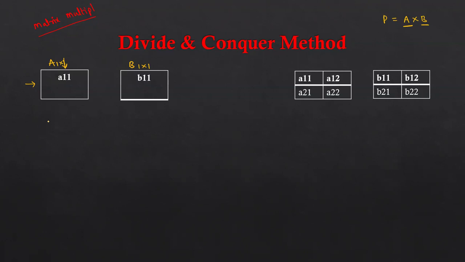So if n equals 1, what does n equal to 1 represent? The size of your matrix is 1 by 1. At that time, you simply evaluate A11 into B11. This is the result of C11. So the result matrix C11 is going to be evaluated by multiplying A11 into B11. Okay, this is the very smallest subproblem.